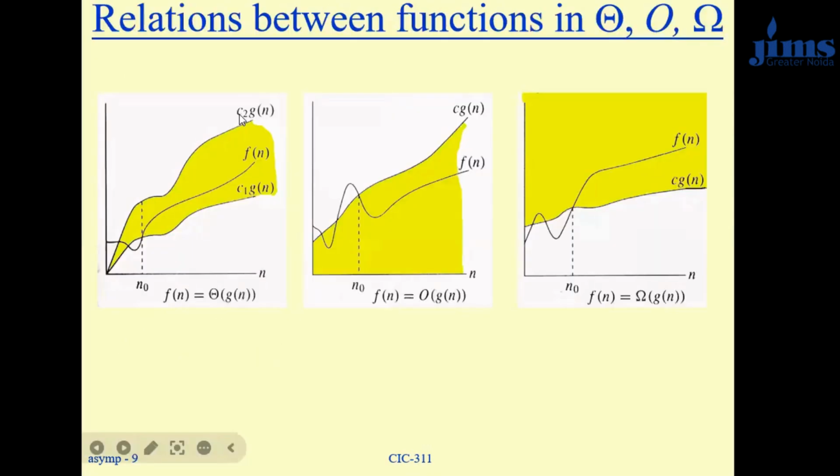Now, all three graphs have been drawn, one on each side. The leftmost is theta notation: Fn is bounded from both ends by C1Gn and C2Gn. So Gn is the tight bound of Fn. In the central one, Cgn is always greater than Fn, so Cgn is the upper bound of Fn. In the last one, Cgn is always smaller than Fn after n equal to n naught, so Cgn is the lower bound of Fn. Fn equal to omega of Gn.